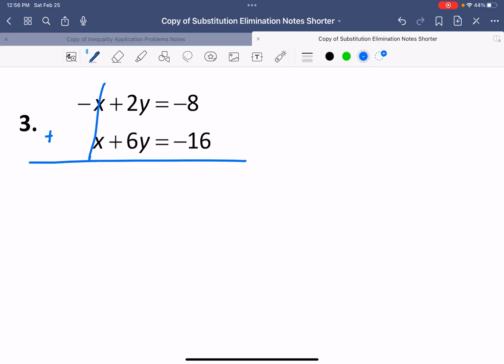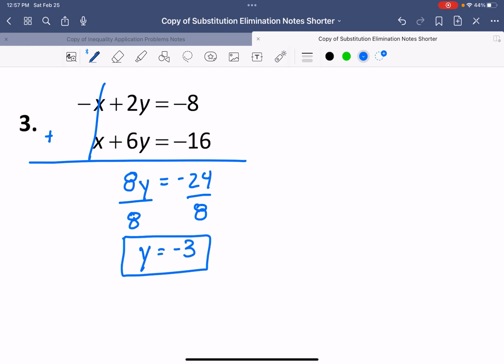We're going to cross those out, and now I'm just going to combine like terms. So 2y plus 6y is 8y. Negative 8 plus negative 16 is negative 24. Now, we've got to get y by itself. Divide by 8, and y is equal to negative 3. Yay! That's awesome right there.